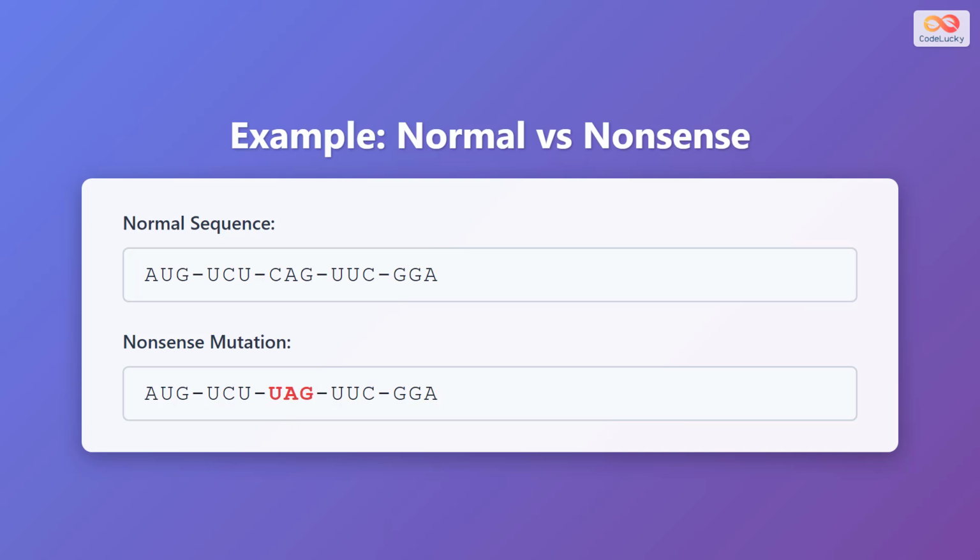Let's look at a concrete example to understand this better. In a normal messenger RNA sequence, we might have AUG, UCU, CAG, UUC, GGA. This sequence would be read continuously to build the protein. However, if a nonsense mutation occurs, the third codon CAG might change to UAG, which is the amber stop codon. Notice that only one nucleotide changed from C to U, but this single change has dramatic consequences because UAG signals the ribosome to stop translation immediately.